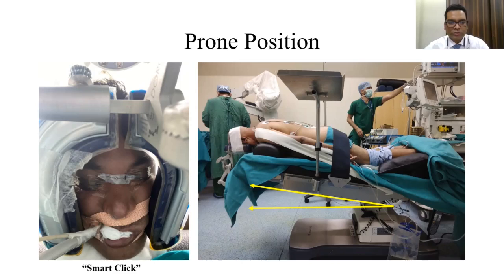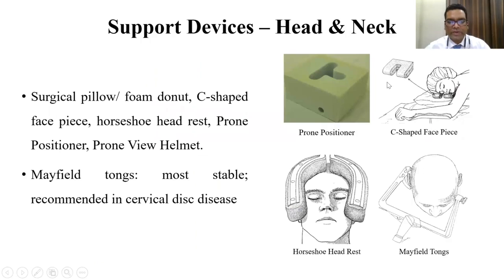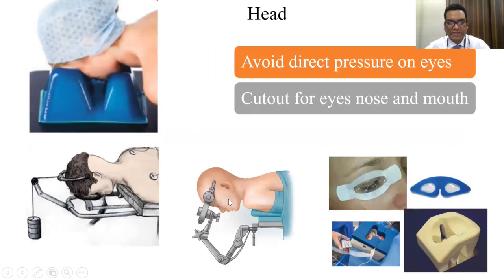In the prone position, we usually use a smart trick: you can use your mobile phone in selfie mode and take a picture of the patient during the prone position to make sure that there is no pressure on the eyes. The table head end has to be slightly elevated. Various positioners are available, like prone foam-based, safety-faced pieces, the horseshoe headrest, and the Mayfield tongs. Out of these, the Mayfield tongs are the most stable and recommended in cervical disc disease.